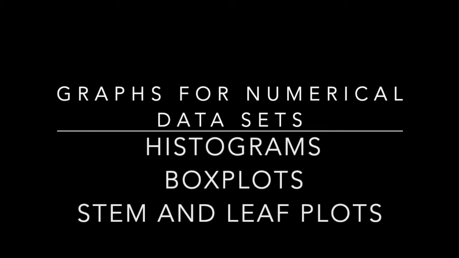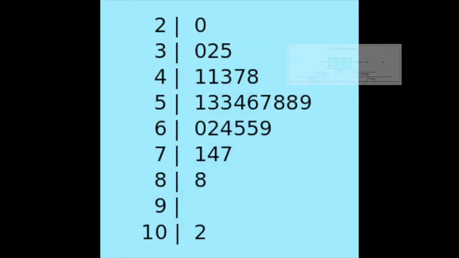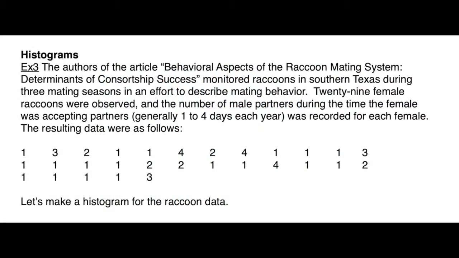Hey Math 43, I want to take a moment and review the three types of graphs that we can make when we have numerical data. Our three options are the histogram, the box plot, and the stem and leaf plot. Last week we took a look at some data on the mating habits of raccoons. We made a histogram with that discrete numerical data.